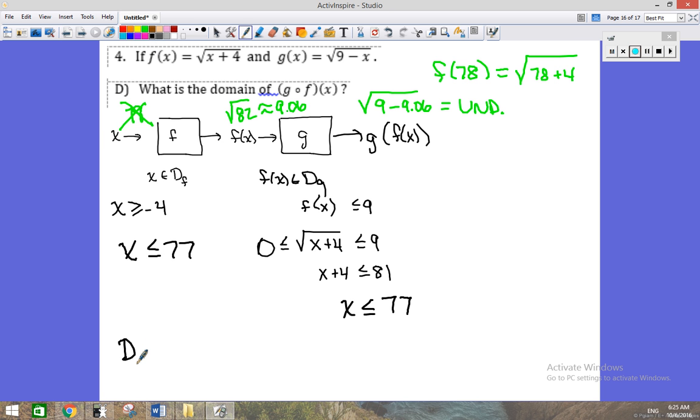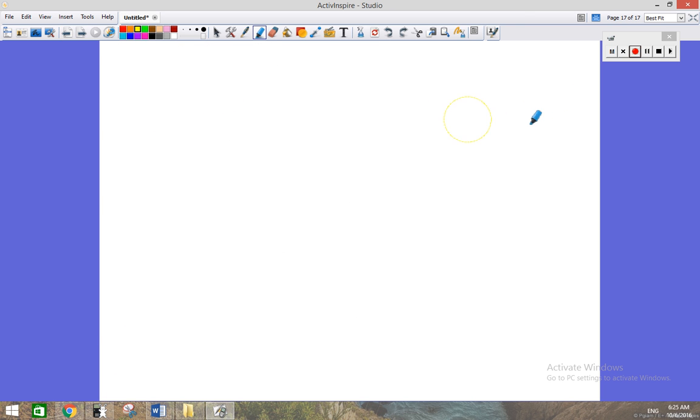So my domain of this function composition, g of f, has to be bigger than or equal to negative 4 to accommodate f, but it has to be smaller than or equal to 77 to accommodate g. So there's my answer. The domain for problem 4, part D, is the interval from negative 4 to 77, including both endpoints. I think that's it. Hey, I hope that helps. Talk to you later.